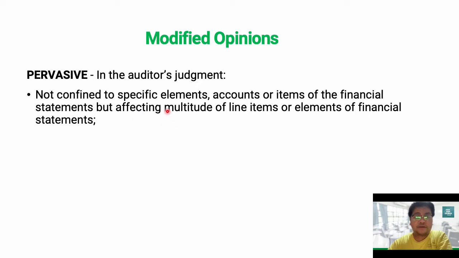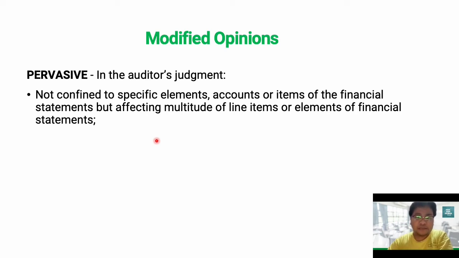Okay. However, if it already affects multiple accounts, like for example, the client's failure to consolidate the financial statements of its subsidiary. So in that case, the affected line item is not only a specific account or transaction in the financial statements, but a multitude of accounts and items in the financial statements. In that case, we can judge that the impact is not only material but also pervasive.